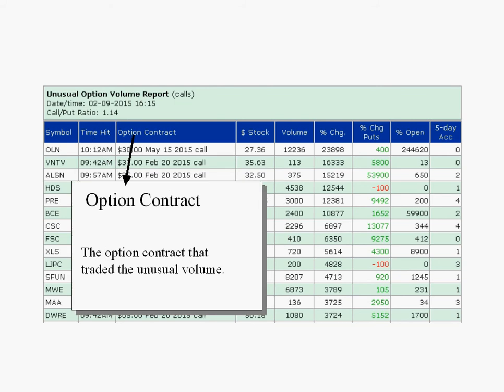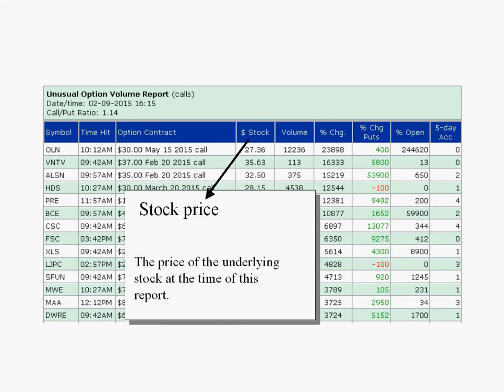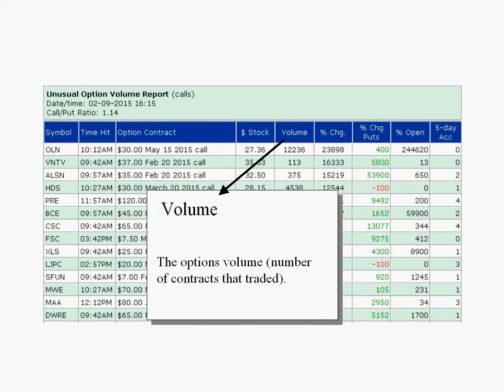Option contract is the contract which has been detected for unusual volume. This column is the price of the underlying stock at the time of this report. Volume is the volume of the options contract. It's the number of contracts that were traded that tripped this report.